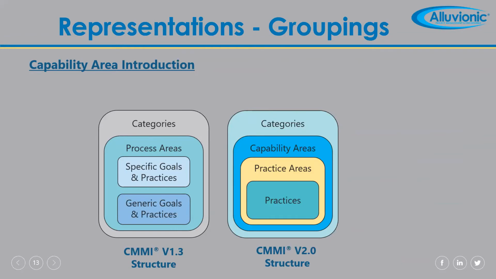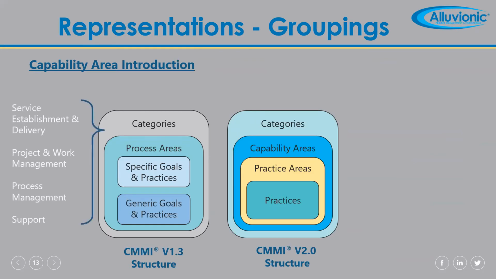On screen, we have the V1.3 structure on the left and the 2.0 on the right. The V1.3 categories include service establishment and delivery, project and work management, process management, and support. Each category has specific processes assigned to it, and subsequently each process area has specific and general goals and practices.